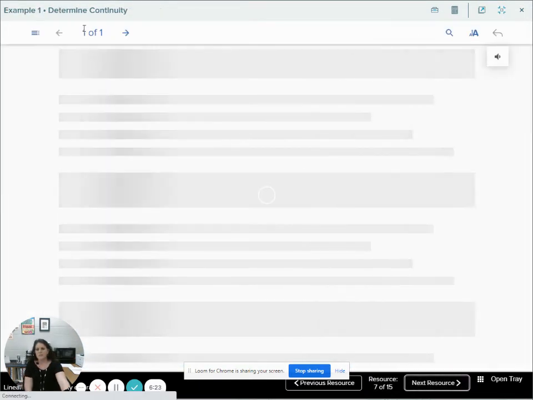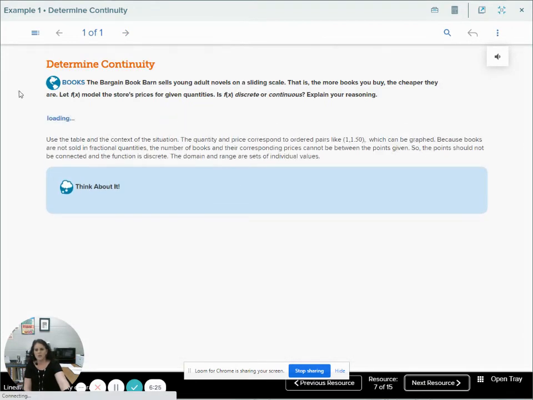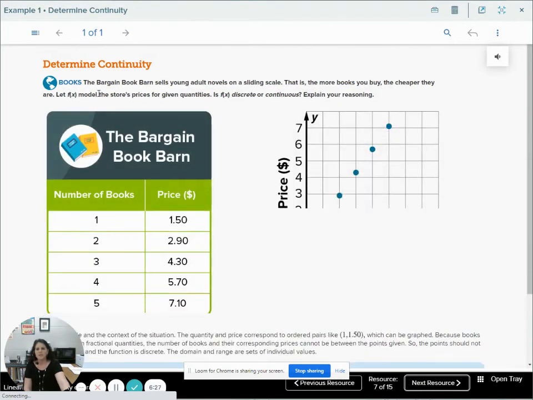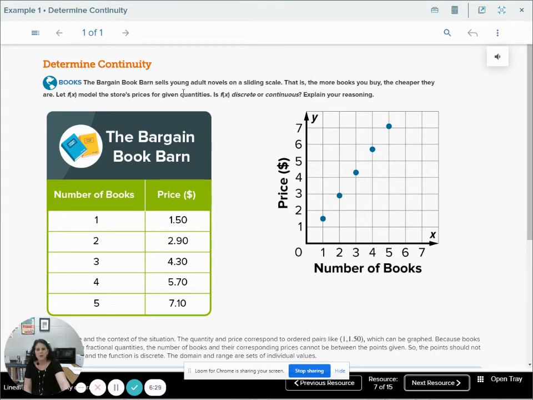All right, so that takes care of that. Let's look at an example. We're going to determine continuity based on the situation. It says the Bargain Book Barn sells young adult novels on a sliding scale. That is, the more books you buy, the cheaper they are. Let f of x model the store's prices for given quantities. So I know right off the bat this probably is not going to be linear, since they're giving you a deal. The more books you buy, the cheaper the price.